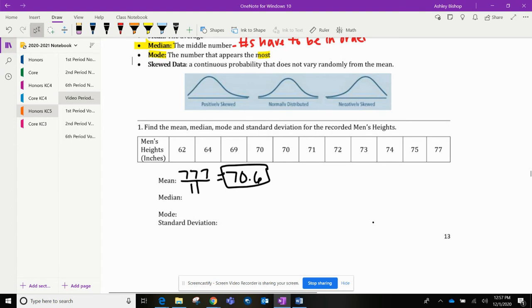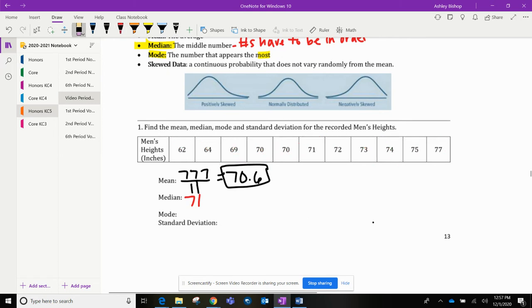I'm going to show you the easiest way that I do this. The easiest way that I do this is I go and cut off one from each side. So the first one and the last one, the second one and the second to last one, and so on until I find my middle number, which is 71. So my median here is 71. That's the middle number.